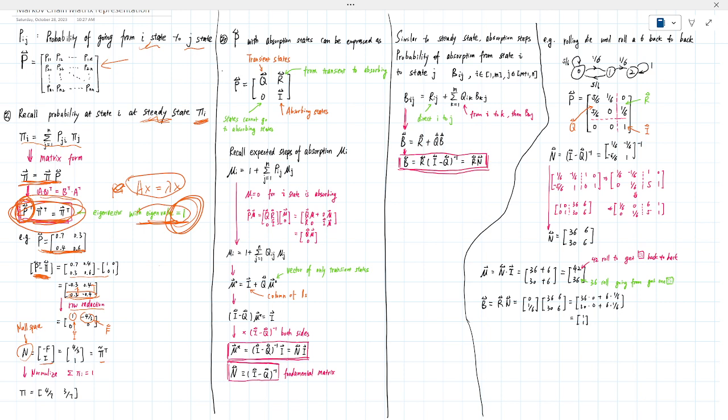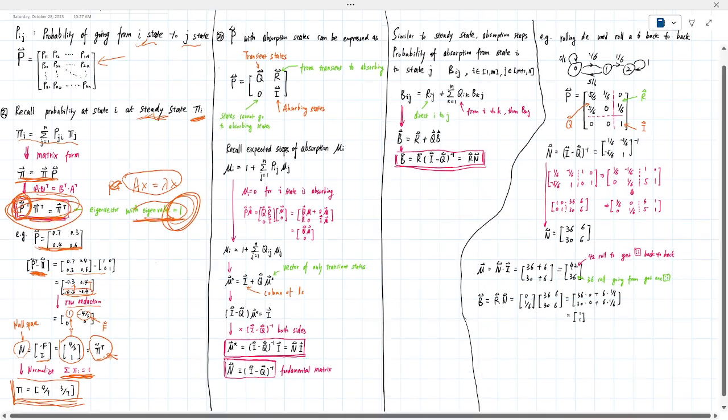Then we have this, which is pretty much pi transpose, but we need to normalize this, since we need the probabilities to sum together to equal 1. Thus we end up having this steady state, 4/7, 3/7.